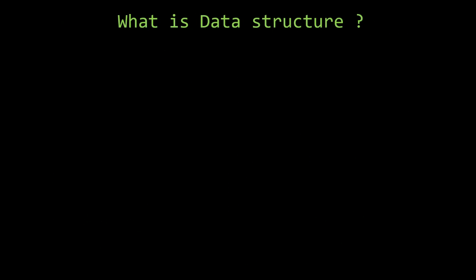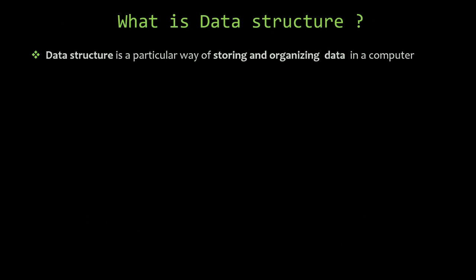Hello everyone. So today we will learn what is data structure and algorithm. First we will see what is data structure and then what is algorithm. So what is data structure? Data structure is a particular way of storing and organizing data in a computer so it can be used efficiently. So you have a lot of data and you want to store it in some container, where you can store and organize that data. For that purpose, data structure is used.